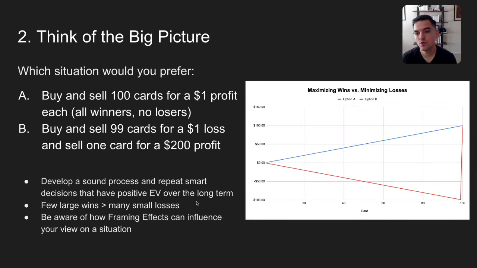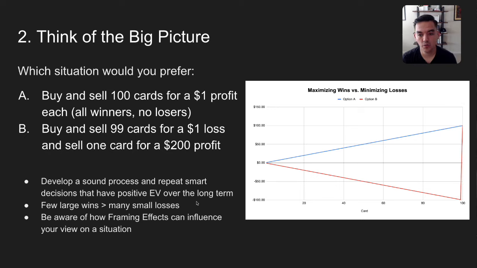So number 2 is thinking of the big picture. So hypothetical here, what would you prefer? Would you rather buy and sell 100 cards and make a $1 profit on each? So all winners, you literally make money on every card. Or would you rather buy and sell 99 cards for a $1 loss, meaning you lose money on every card, and then you sell one card for a $200 profit?